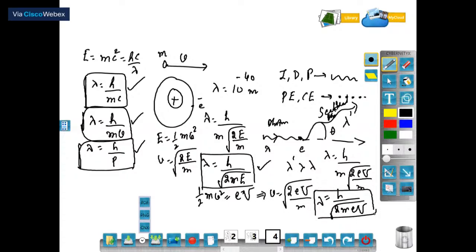Suppose the particle remains the same, then lambda is inversely proportional to the velocity. In terms of kinetic energy, lambda is inversely proportional to root E. If different particles are there, then lambda is inversely proportional to m into root E. And in terms of the potential, lambda is inversely proportional to root of the potential. Okay, so now with this, we can start the questions.